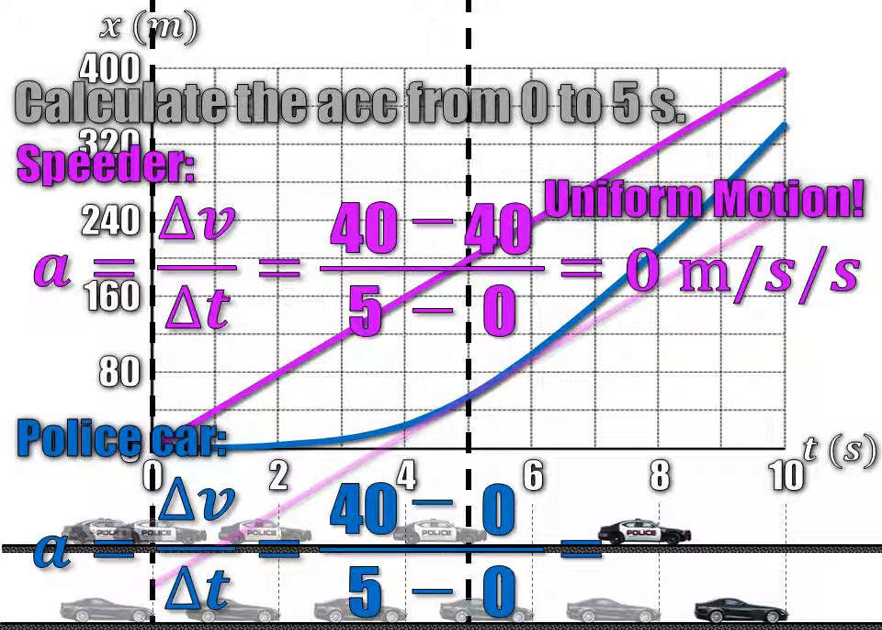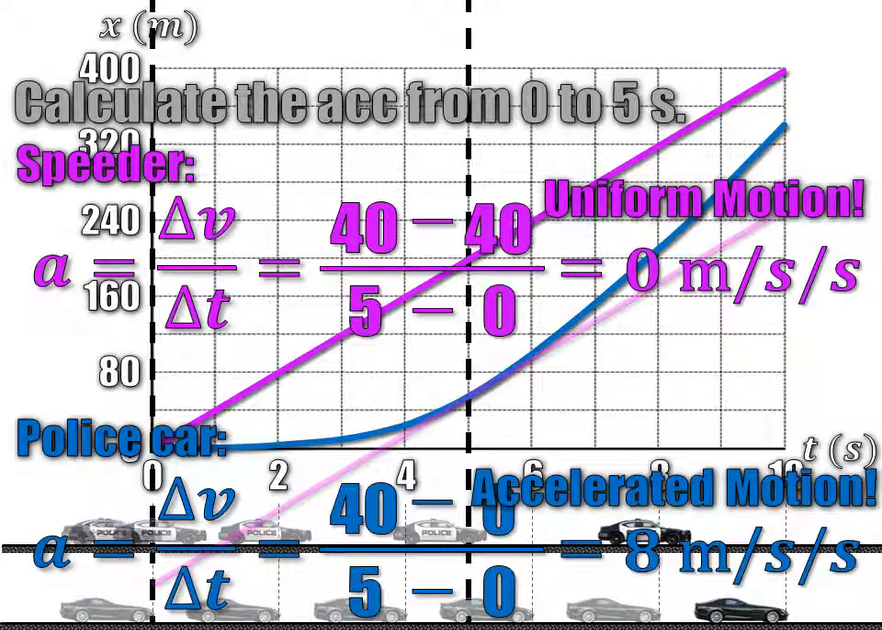If we do the math here, we have 40 divided by 5, which is 8. So the police car was experiencing accelerated motion. Every second that passed, the police car gained 8 meters per second of speed. And that's how the police car was able to catch up to the speeder. If you think about it, if every second we're gaining 8, that would mean at 1 second it's at 8, 2 it's at 16, 3 it's at 24, 4 it's at 32, and finally after 5 seconds it's at 40 meters per second. And now the police car can start to gain and catch up to the speeder.